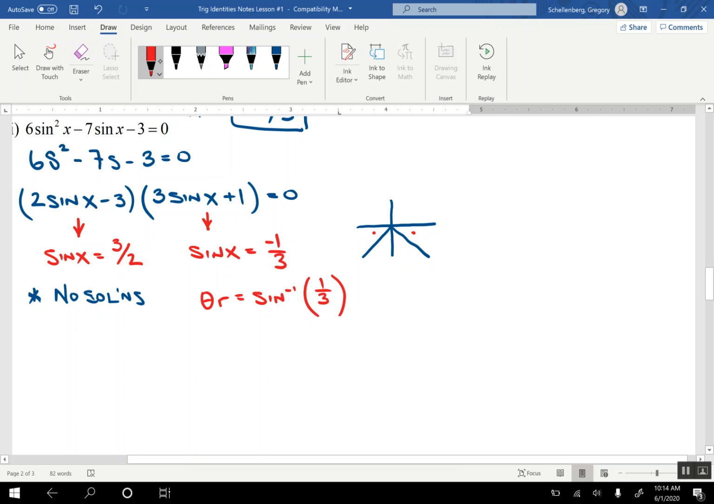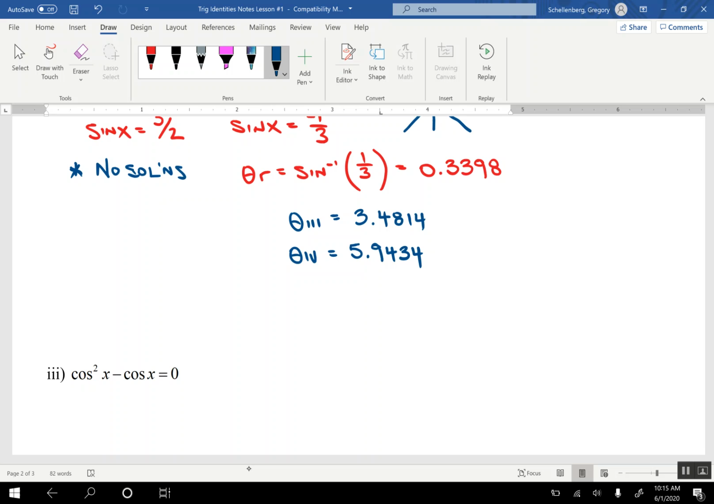And we should get something like 0.3398. And so we'll use that to find theta 3 and theta 4. So theta 3, we're doing pi plus that reference angle. We should get 3.4814. And theta 4 is going to be 2 pi minus the reference angle. We're going to get something like this, 5.9434.